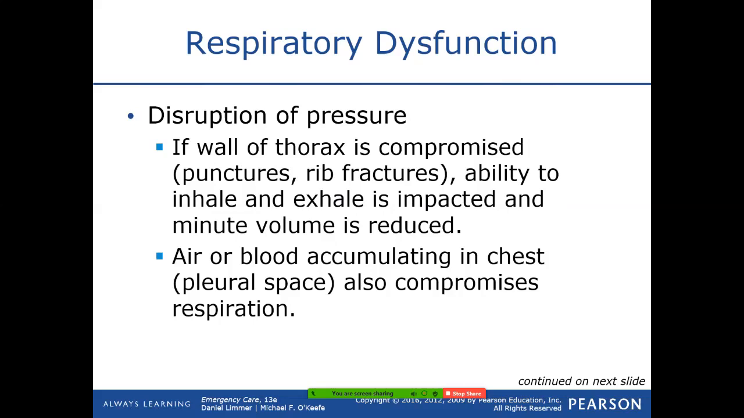Okay. All right. Disruption of pressure. And this is when we start talking about pneumothoraxes and things of that nature. But if the wall of the thorax, which is the chest, is compromised, that's a puncture, rib fractures, okay, things of that nature, trauma, the ability to inhale and exhale is impacted and the minute volume is reduced. Okay, and we will talk more about the pneumothorax and what they're really talking about here, and how we can identify that, because that can be fatal pretty quickly if you're affecting the wall, the lining of the thorax.